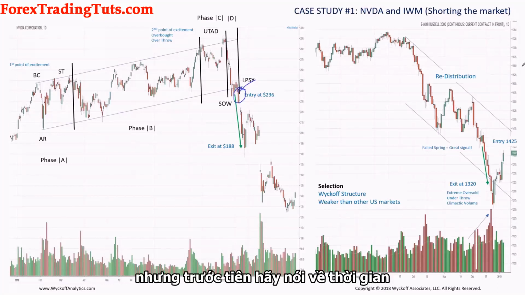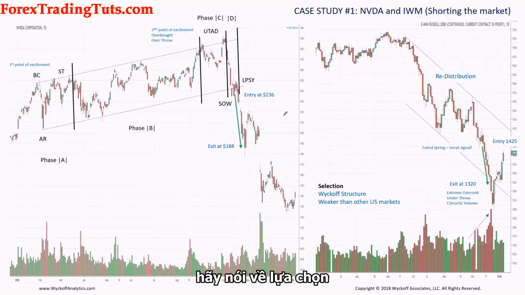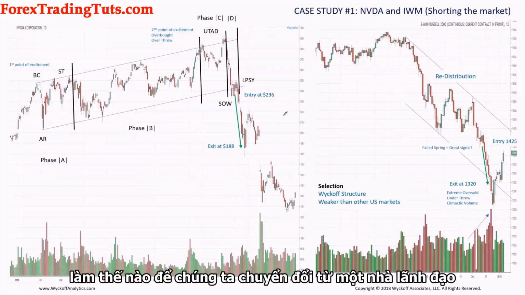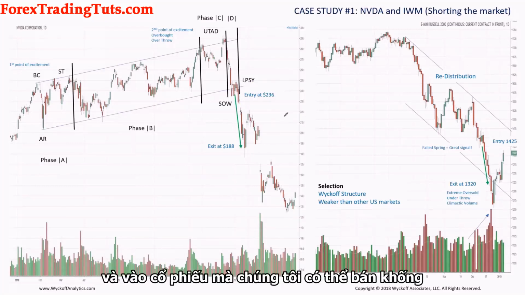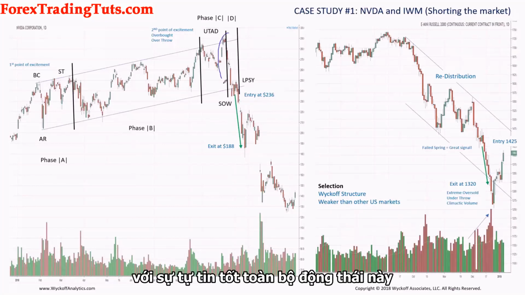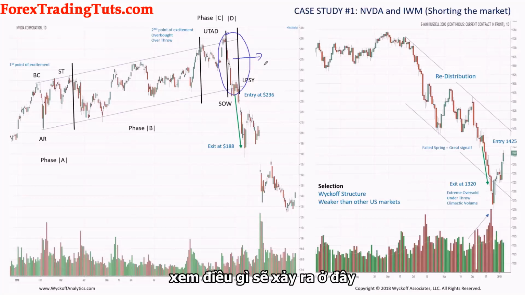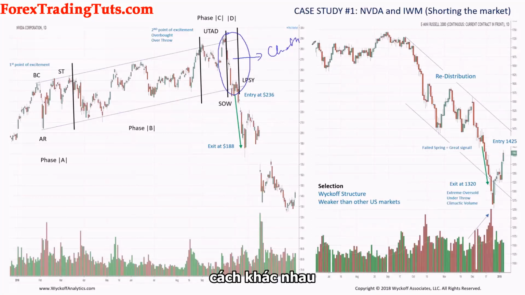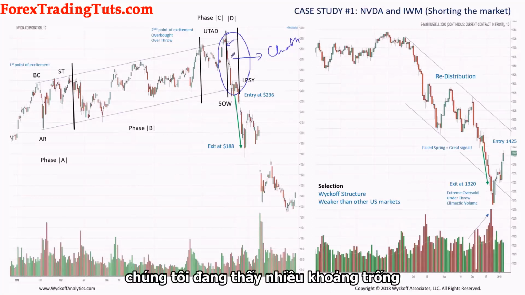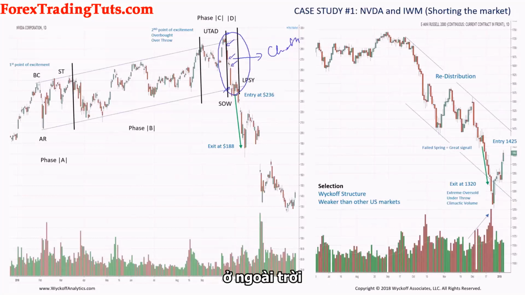But first, let's talk about the timing. Let's talk about the selection. How do we transition from a leadership stock into the stock that is for sale, and into the stock that we could short with confidence? Well, this whole move right here, look what happens here. It's a change of character. The stock is starting to behave in a different way. We're seeing multiple gaps at the open. We're seeing how the down spread is increasing.